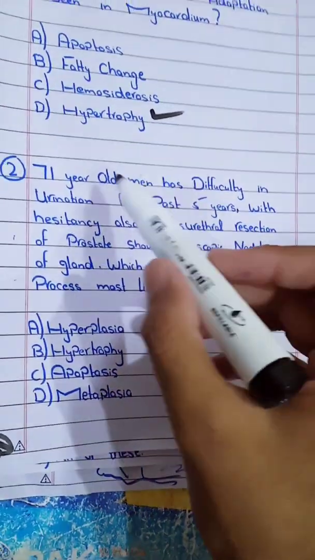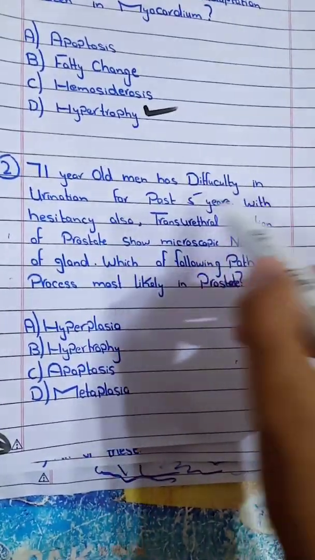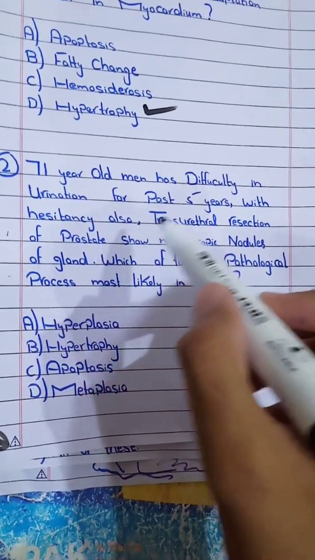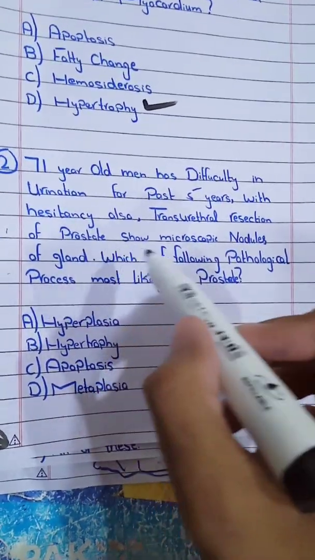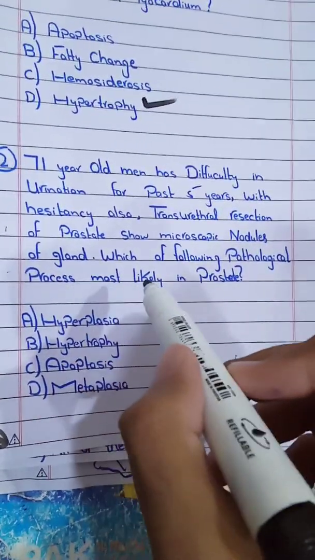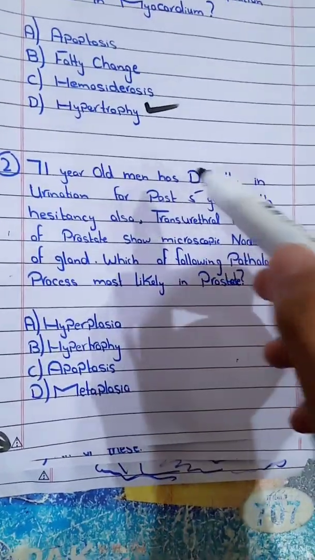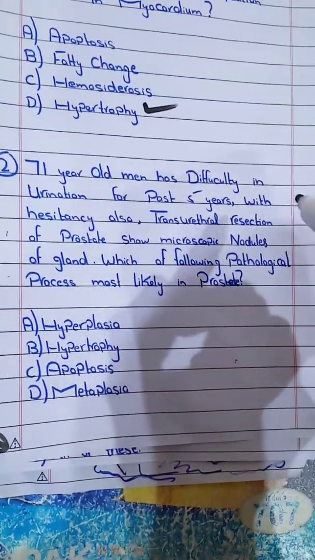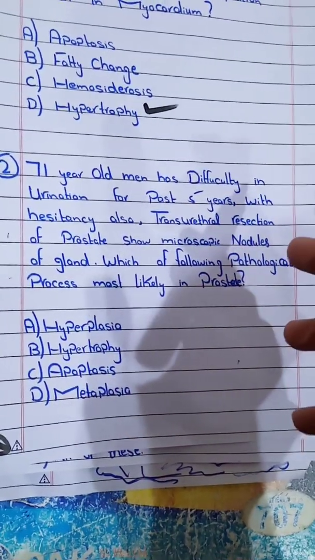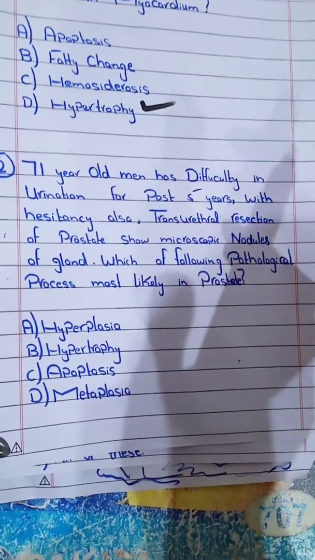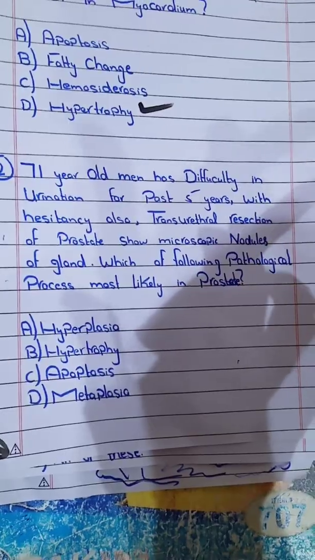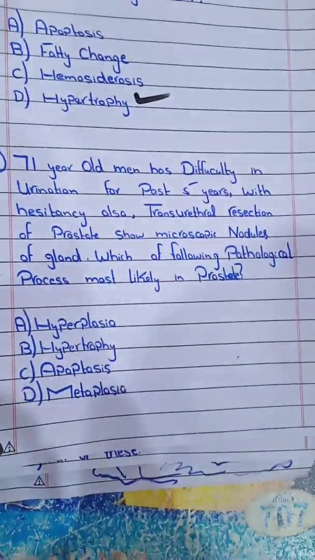The second MCQ: a 71-year-old man has had difficulty in urination for the past 5 years, with hesitancy also. The transurethral resection of the prostate shows microscopic nodules of glands. Which of the following pathological processes is likely in the prostate? So there is a 71-year-old man with difficulty in urination and hesitancy. What do you mean by hesitancy? Hesitancy is when a person wants to urinate, but on that time the urine does not come.